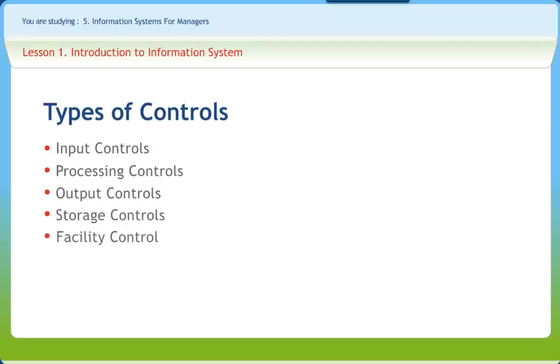Facility controls are methods that protect an organization's computing and networking facilities and their contents from loss or destruction. Procedural controls specify how an organization's computer and network resources should be operated for maximum security.